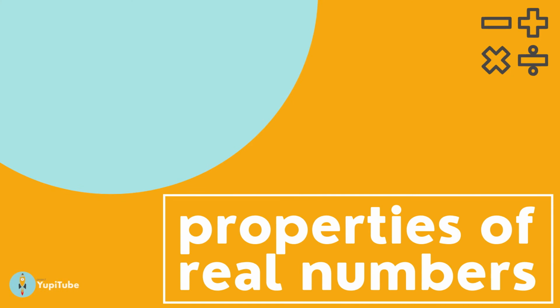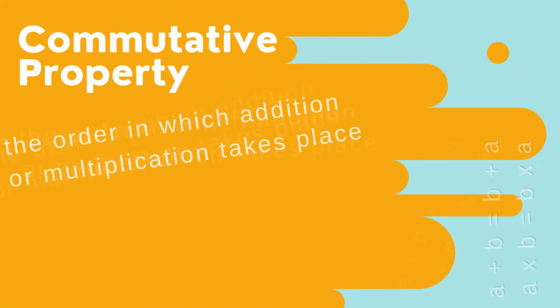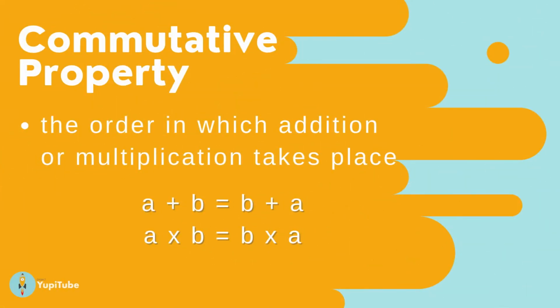Properties of real numbers. There may be cases that we will be using 2 or more operations. Hence, there are some properties that we need to take note of. Number 1, commutative property. The order in which addition or multiplication takes place. It is written in the form a plus b is equal to b plus a, or a times b is equal to b times a.